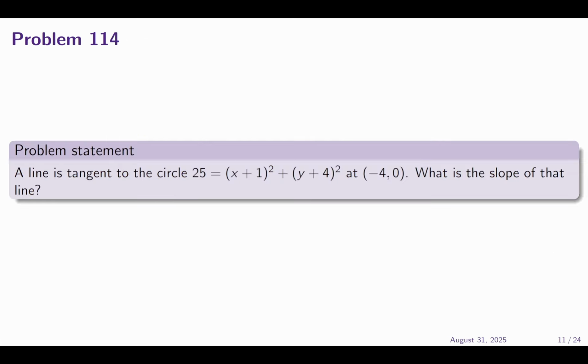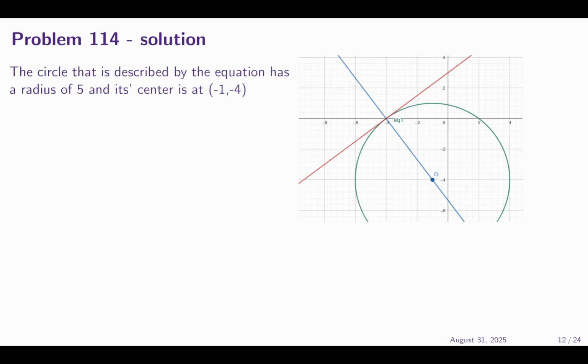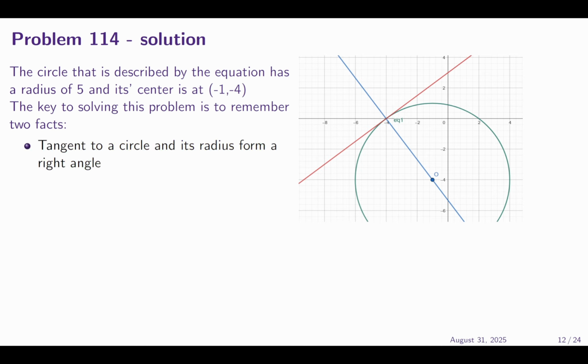A line is tangent to this circle, 25 equals x plus 1 squared plus y plus 4 squared, at negative 4, 0. What is the slope of that line? Here's a nice GeoGebra drawing that represents this situation. The circle that is described by this equation has a radius of 5, and its center is at negative 1, negative 4. Please remember the definition of a circle equation in Cartesian coordinates. The key to solving this problem is to remember 2 things.